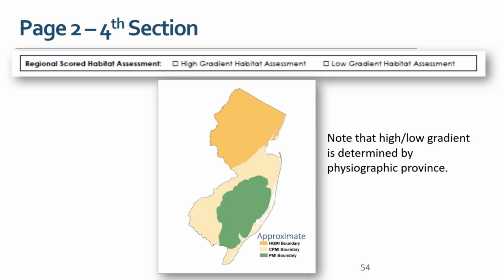We are down to the section where it asks about which region you are assessing. Are you assessing high gradient or low gradient? This is determined by the physiographic province of where your site is, so it's not going by whether there are actual riffles or not. Sometimes in the northern part of the state, your site might be in a place where you wouldn't describe it as a high gradient, but you are in the high gradient section of the state.